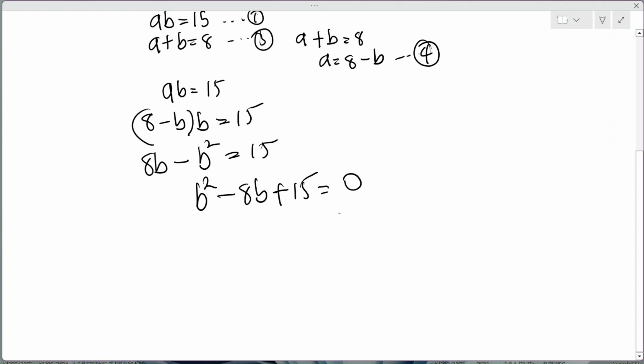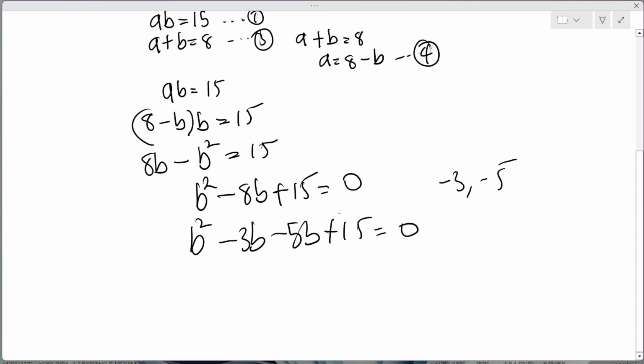Let's write them on the side. Minus 3, minus 5. So you have B squared, then you take this minus 3 and add a B to it, minus 3B, then you have minus 5B. You also take this minus 5 and add a B to it. All you've done is to break down this minus 8B into minus 3B and minus 5B, using 15, which is the constant, plus 15 equals 0. You group them in twos.